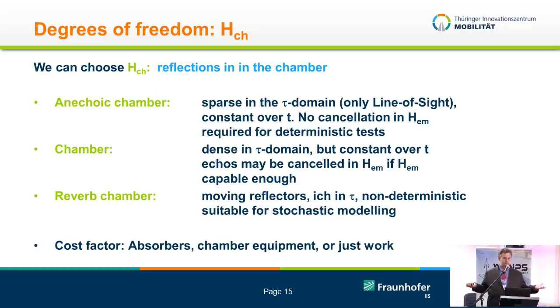However, if it's metal, it reflects, and you typically do not want that. So typically you put absorbers all around the chamber. So your anechoic chamber makes this HCH rather sparse in the tau domain, because effectively only the line of sight should matter. Everything else should go to the absorbers. In this case, you do not need any resources otherwise to deal with reflections in this chamber.